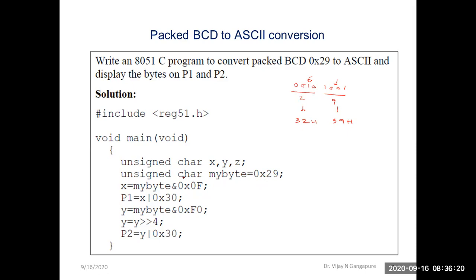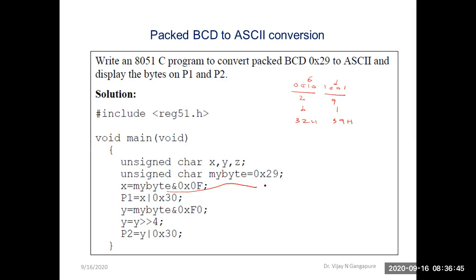Okay, so here this second declaration statement is declaring my byte as an unsigned char type of variable in which I am storing the number 0x29. Okay, next x is equal to my byte ampersand 0x0f. So what is in my byte? What is the data?